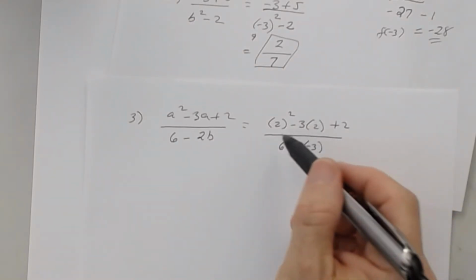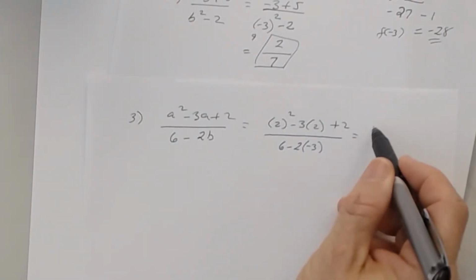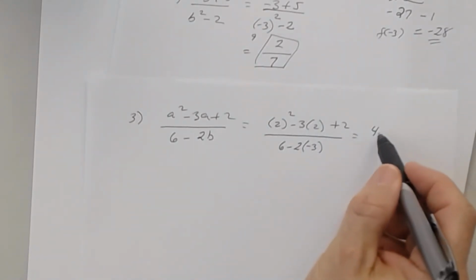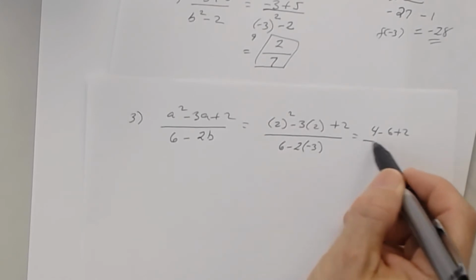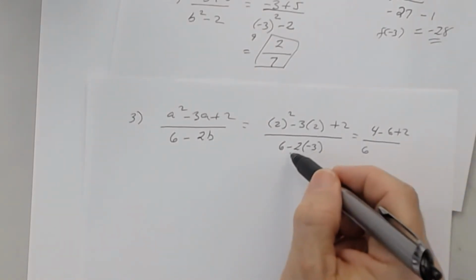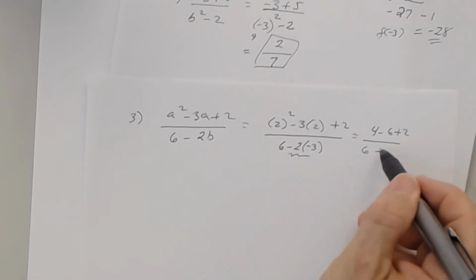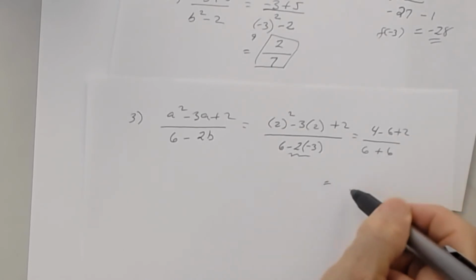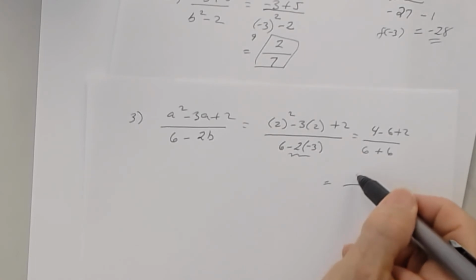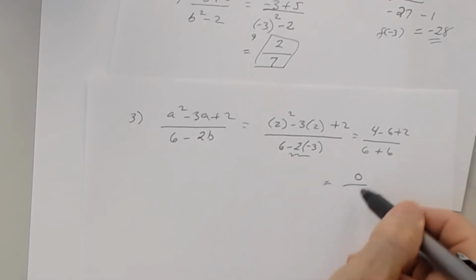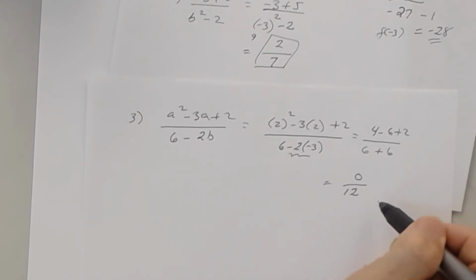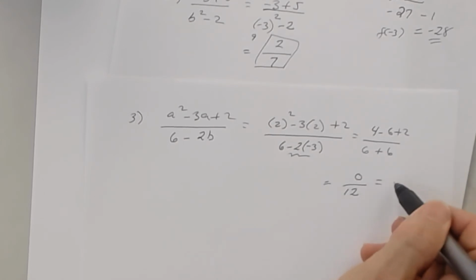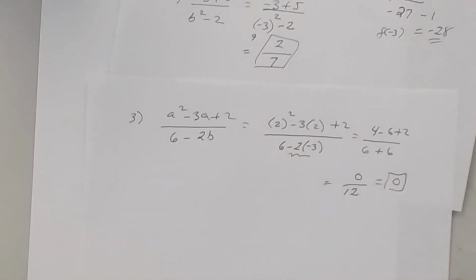All right, let's get the numerator. What's 2 squared? 4. A negative 3 times 2, negative 6, and then plus 2, right? The denominator, 6, and then what's negative 2 times negative 3? Positive 6. Plus 6. What's the numerator? 0, right? What's the denominator? 12. Now, don't leave it like that because I expect you to know what 0 divided by 12 is. What's 0 divided by 12? 0. So that rational expression is equal to 0.